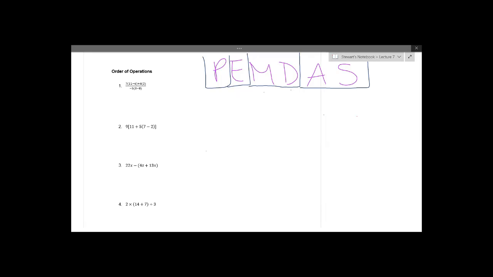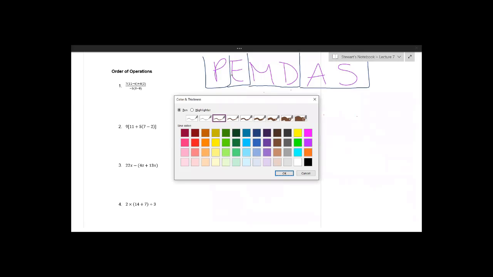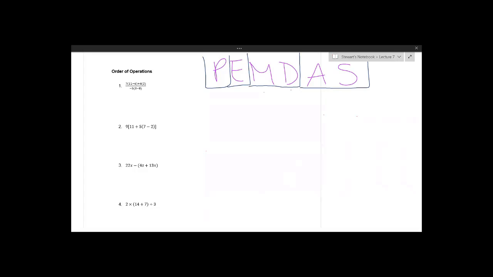Okay, so for number 1, it reads 7 times the quantity 11 minus 6 plus 4 times 2, divided by -5 times the quantity 3 minus 8. So to solve this, we'll start with the numerator and then go to the denominator. You can do those in either order that you like. It doesn't matter. Just evaluate them separately from each other.